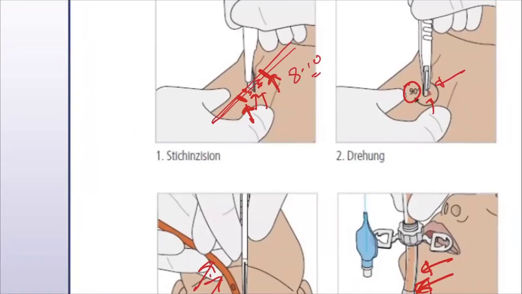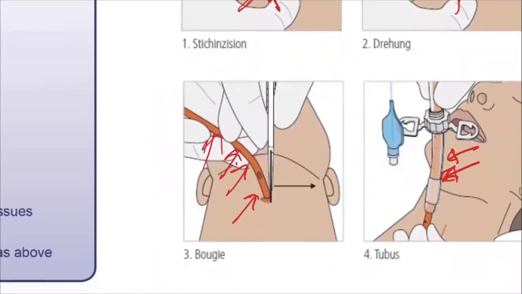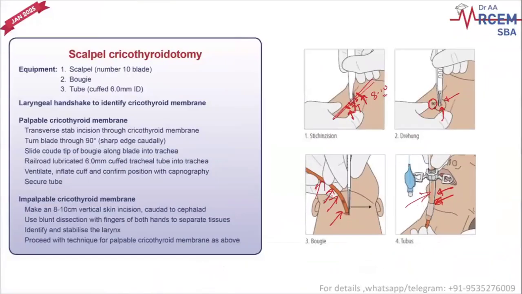Start doing a blunt dissection. Once you reach the cricothyroid membrane, again do a stab horizontal incision, then rotate it by 90 degrees, pass the bougie, then railroad the endotracheal tube. That is basically what you will be doing here. That is known as scalpel cricothyroidotomy.